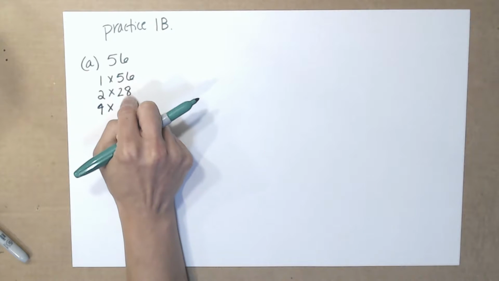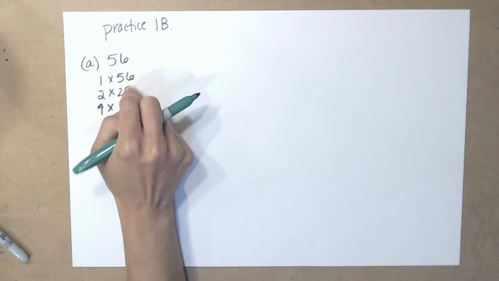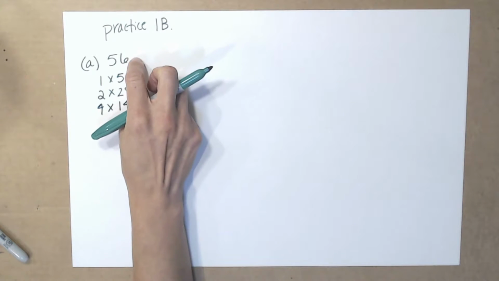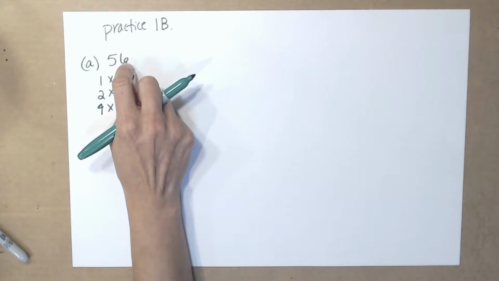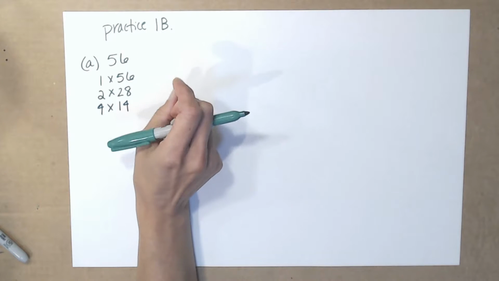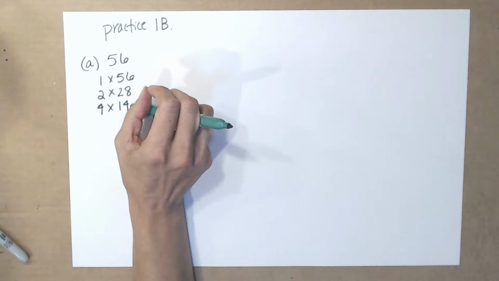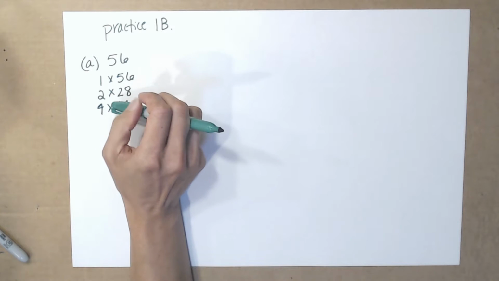Now remember, if we can divide by 2 twice, then 4 is divisible. Here, I divided by 2 once, 28. I can divide that 28 again by 2 and get 14. So I know that 4 times 14 is 56. 5. 5 is not a factor of 56 because it doesn't end in a 5 or a 0. 6. Well, I know 6 times 9 is 54. So 56 is not going to be a multiple of 6.